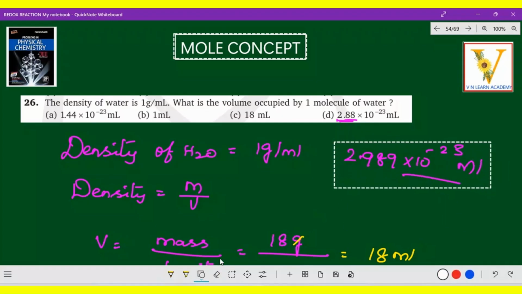But in the question they have given this. Anyway, we are bringing the answer. It is almost nearer to that, no? So we are taking this answer. So option D is the correct answer, but the value is this only. Come on, let's go to the next question.